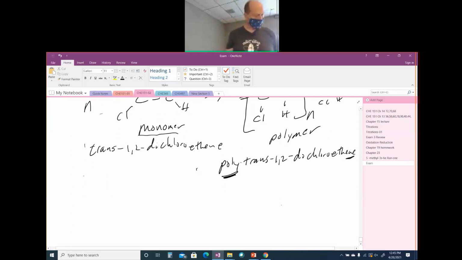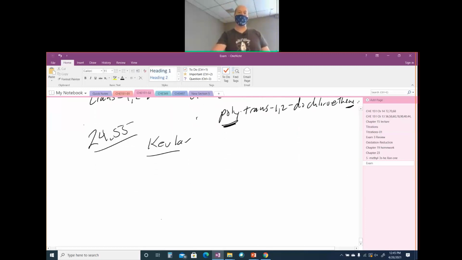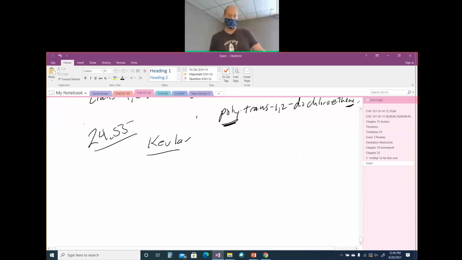All right, let's do the Kevlar. Kevlar is interesting. So 24.55, that is Kevlar. All right, so this is a condensation polymer. So the addition polymers are the ones that you start with an alkene. If you're not starting with an alkene, you have a condensation polymer.